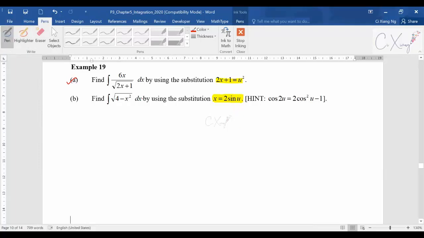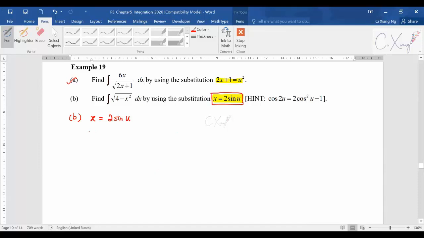For part number B, very obvious, you can see that they ask you to use this as a substitution. So our starting part will be the substitution that they give you. So we are having x equals to 2 sine u.